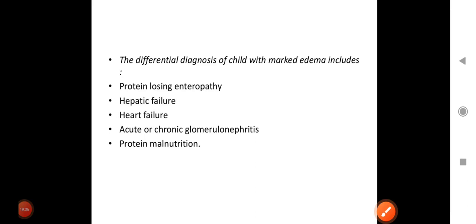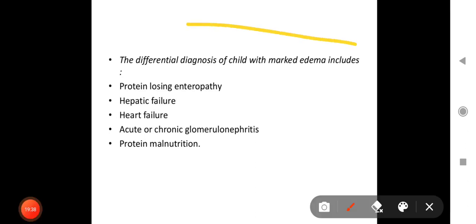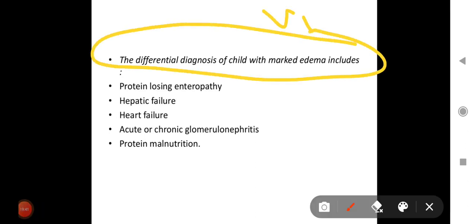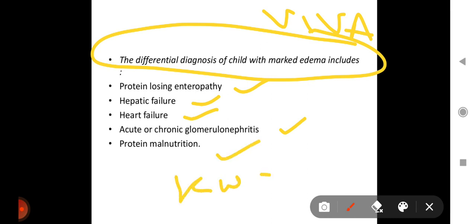So, the differential diagnosis of a child with marked edema. This is another important viva question. A patient with nephrotic syndrome will be there in your case viva, and the examiner might ask the DD of a child with marked edema. So what can be the causes? Protein losing enteropathy, hepatic failure, heart failure, acute or chronic glomerulonephritis, or protein malnutrition. A kwashiorkor child presents with edema.